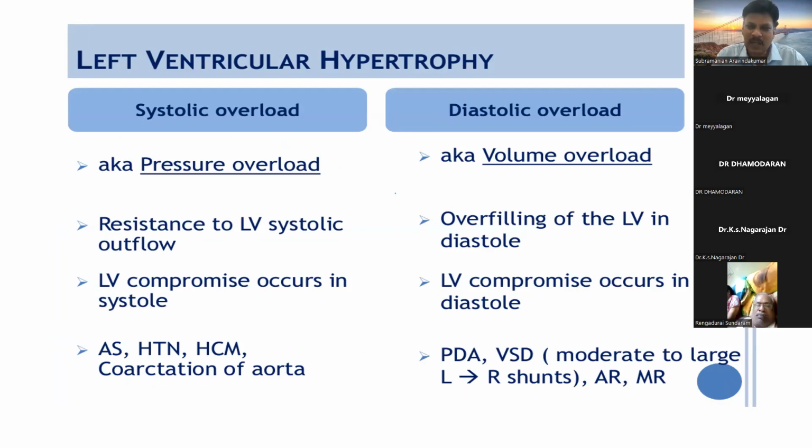Whenever there is a systolic overload, there is a resistance to LV systolic outflow. It could be due to aortic stenosis or, commonly, systemic hypertension. Whereas in diastolic overload, predominantly what we see is aortic regurgitation and some congenital heart disease.